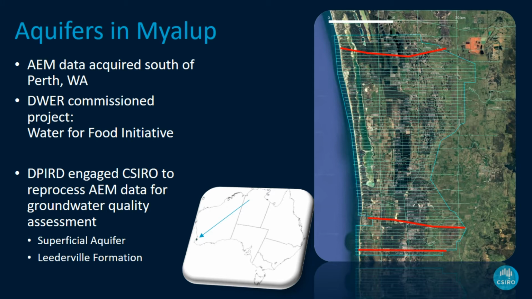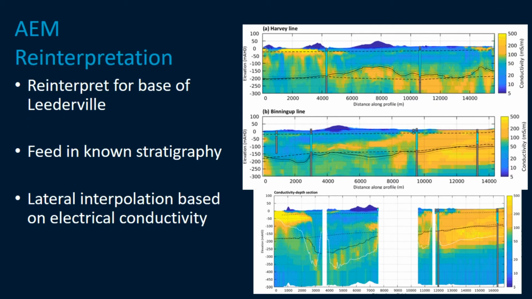So let's focus now on three main lines that I took from the inverted data. I can't remember the names of them. I think there's Binningup, Harvey, and my own personal line, which I thought was really interesting. So Harvey and then Binningup.